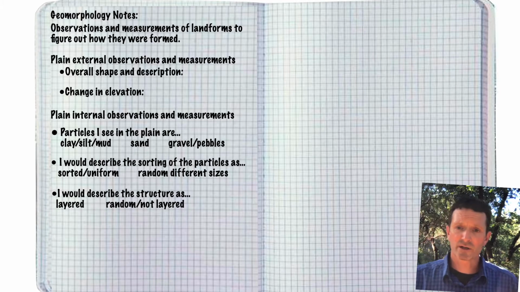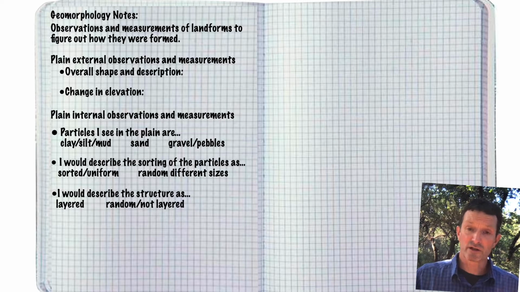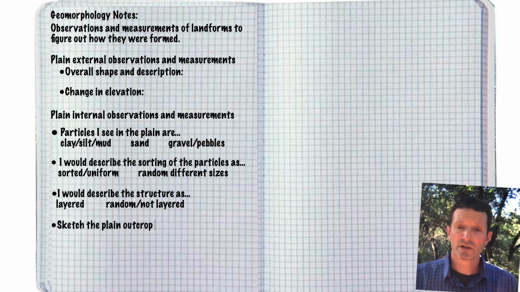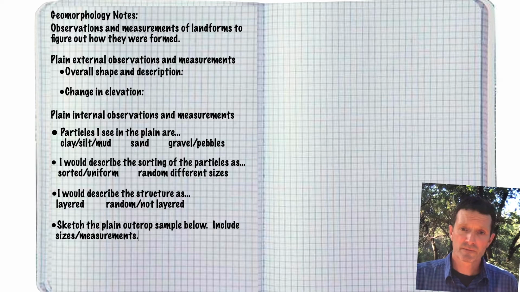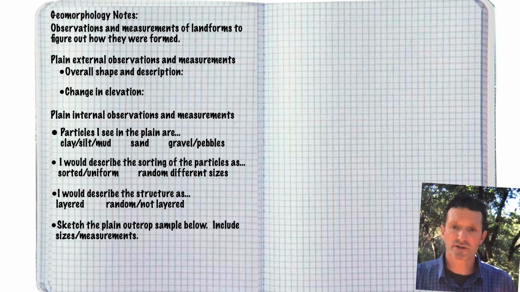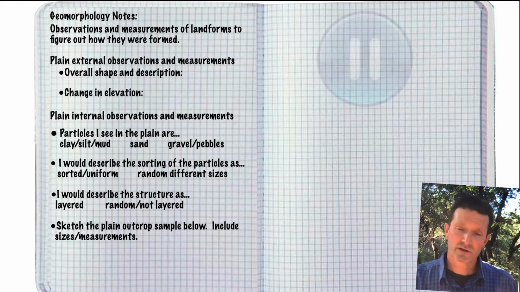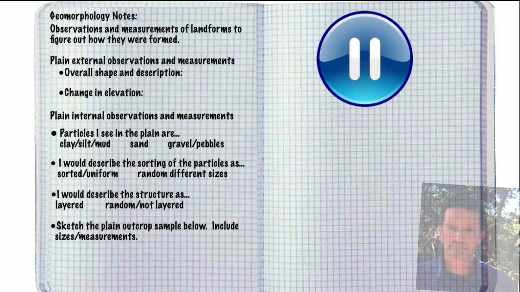We also want to talk about layers. Do you actually see specific layers, or do you not see layers? And last but not least, we're going to make a sketch of it. So we'll show you a very close-up piece of this geologic plain that was pulled from underneath. And if you have all that in your notebook ready to go, we're going to go back to Meredith, and she's going to take you right across. If you need some time to catch up, hit pause. If you're ready to go, hit play.